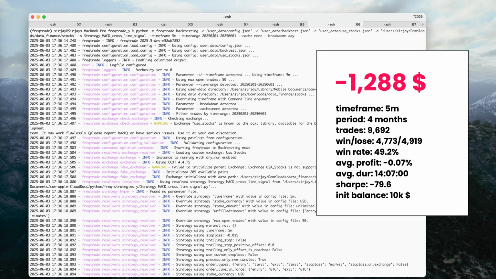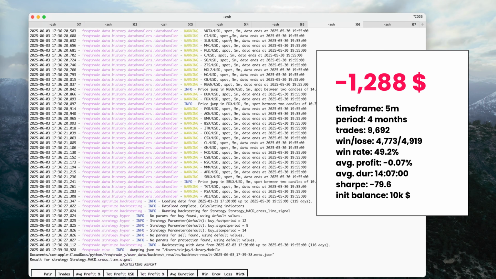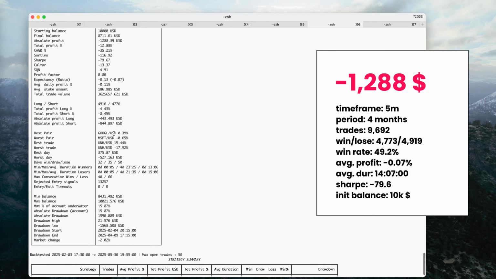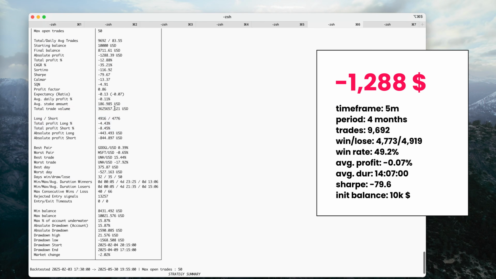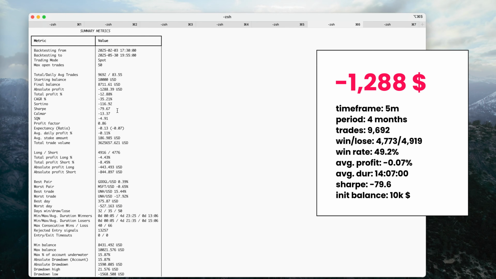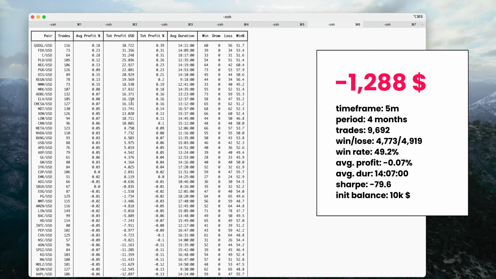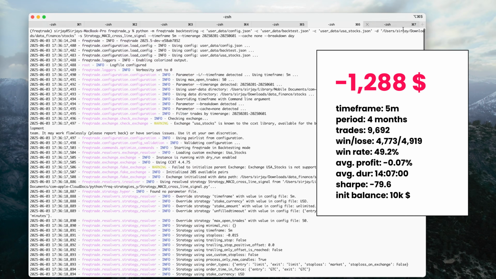Next 5 minutes. 5 minutes I tested for the last 4 months. Here we got minus $1,200.88. Not so profitable. Long and shorts also negative. Sharpe obviously negative. We got here almost also negative, so it doesn't work for sure.